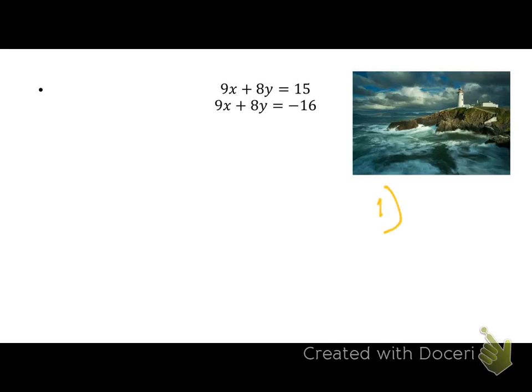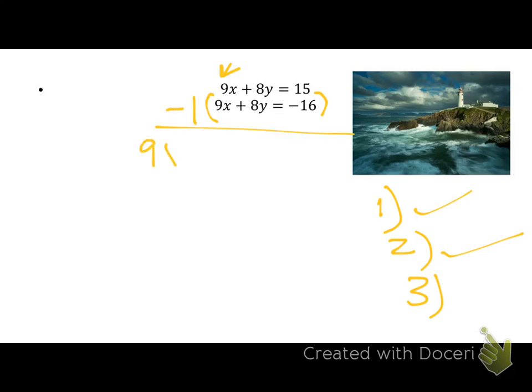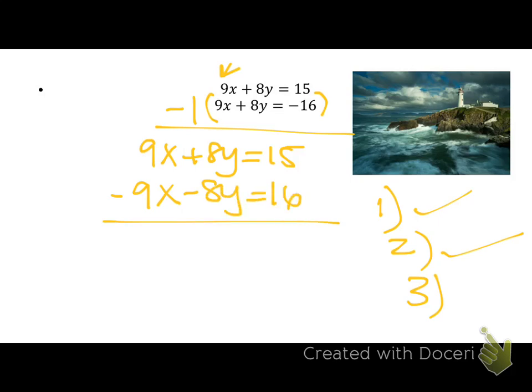Okay. X's on top of x's, y's on top of y's. Boom. Do I have a variable with the same number in front? Well, yes, I do. Let's look at our x's. They both have 9s. But is one positive and one negative? No. So let's multiply negative 1 through one of them. Negative 1 times 9x gives me negative 9x. Negative 1 times 8y, negative 8y. Negative 1 times negative 16, positive 16. Now we have one positive, one negative, so we're good to go.